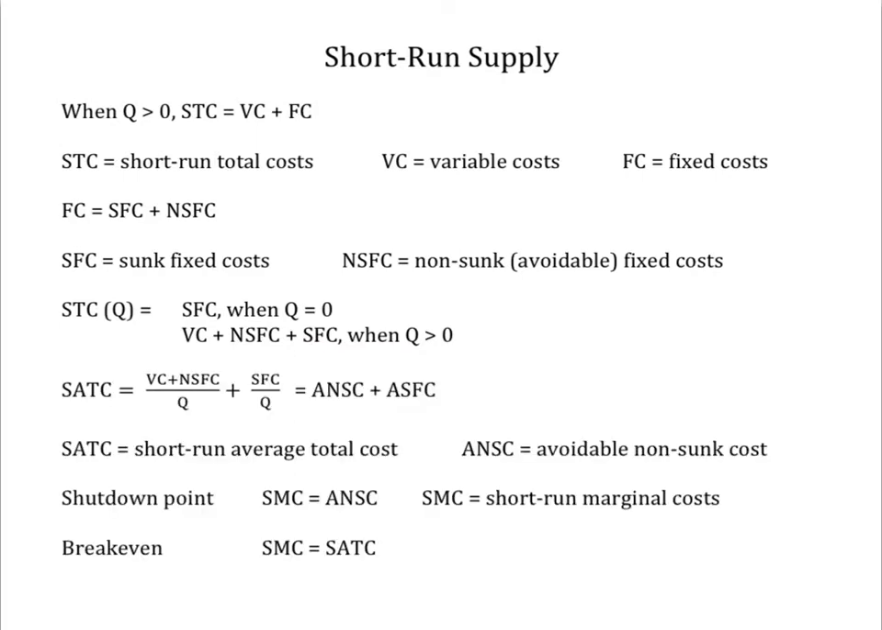We need to add a new short-run cost curve to the set of strategic tools facing the firm. Average non-sunk cost. A profit-maximizing firm should first consider operating where its marginal revenue, price for a perfectly competitive firm, equals short-run marginal cost. Then check to see if price is at least covering its average non-sunk cost.